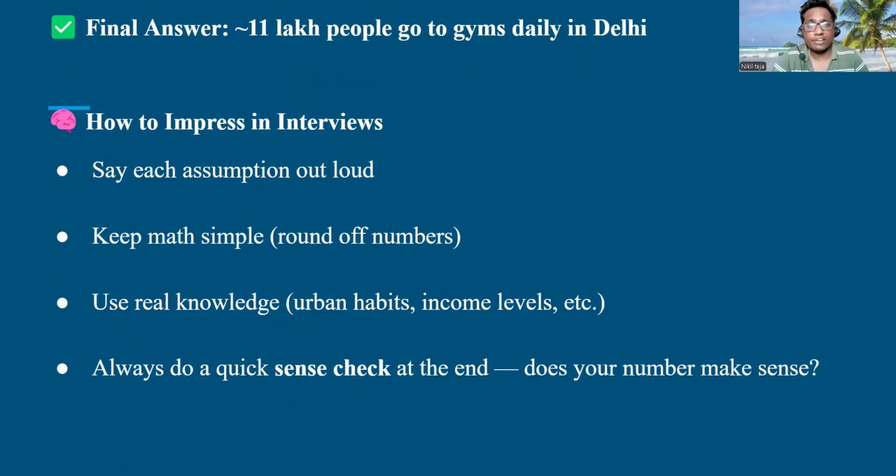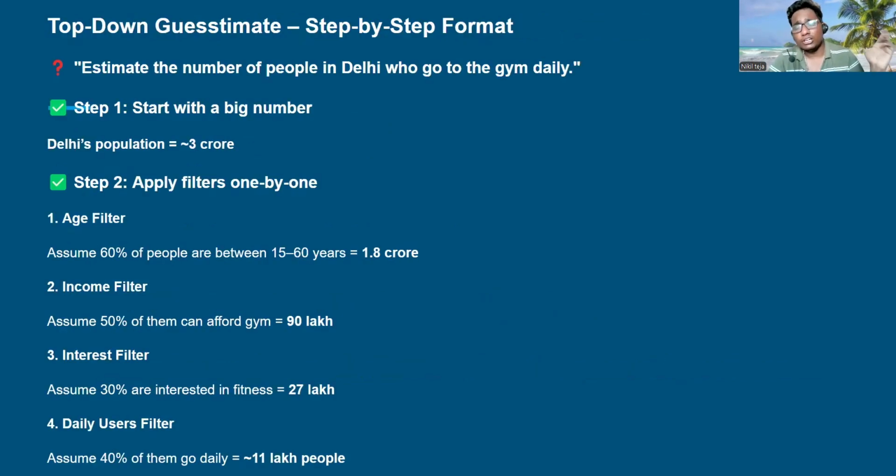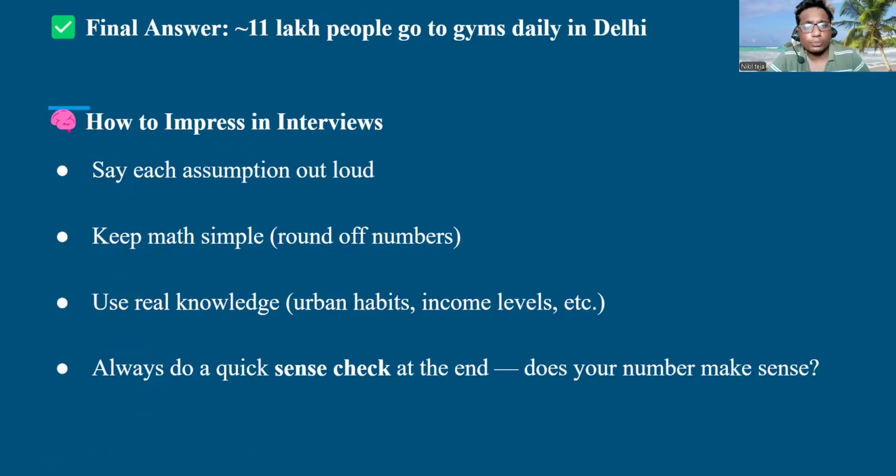So the final answer is approximately 11 lakh people go to the gym daily in Delhi. Sorry, not in Bangalore, in Delhi. So approximately 11 lakh people is the answer here. Basically we used a top-down approach. Starting from a big number, we came to the solution, the smallest number.